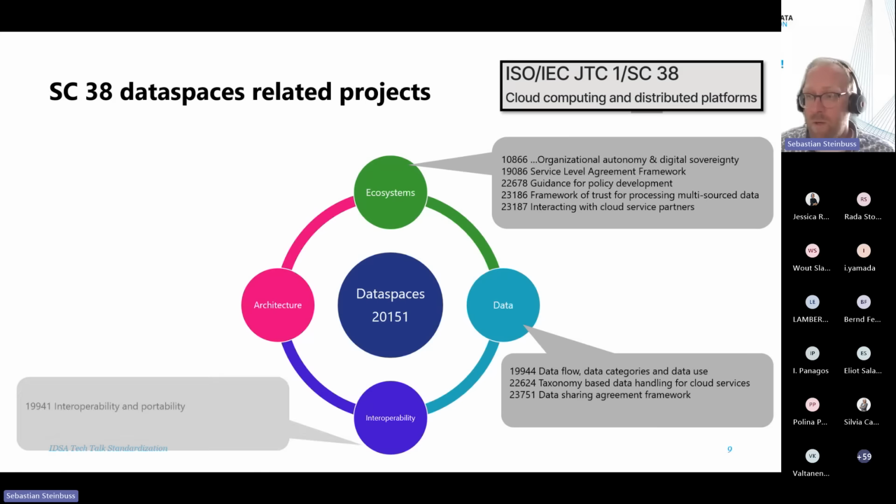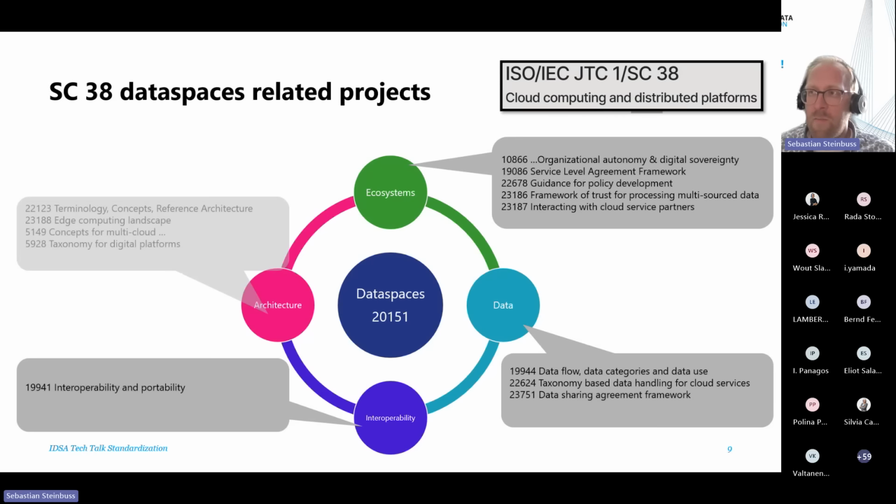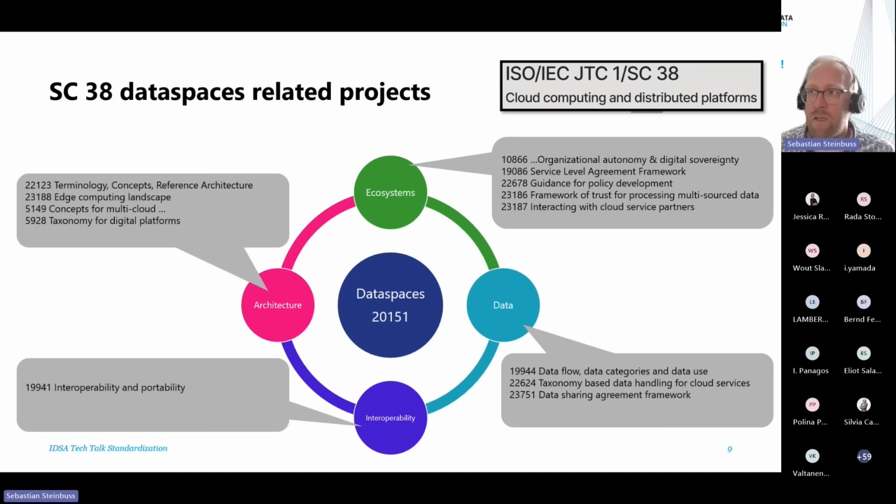We have interoperability standards that we can rely on, 19941, when it comes to the cloud systems. We have similar standards also when it comes to the IoT and edge world. We have existing standards to talk about interoperability and portability. And finally, also on architecture, starting with terminology, concepts, and reference architecture, the edge computing landscapes, concepts for multi-cloud and taxonomy for digital platforms. So we have a lot of existing work where we really can rely on. So as one says, we are really standing on the shoulders of giants here.